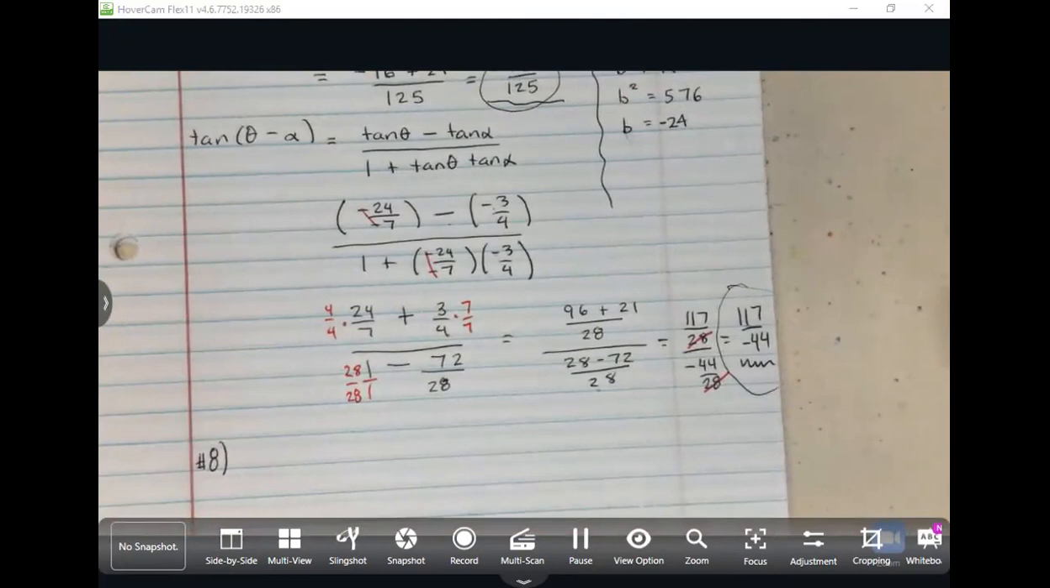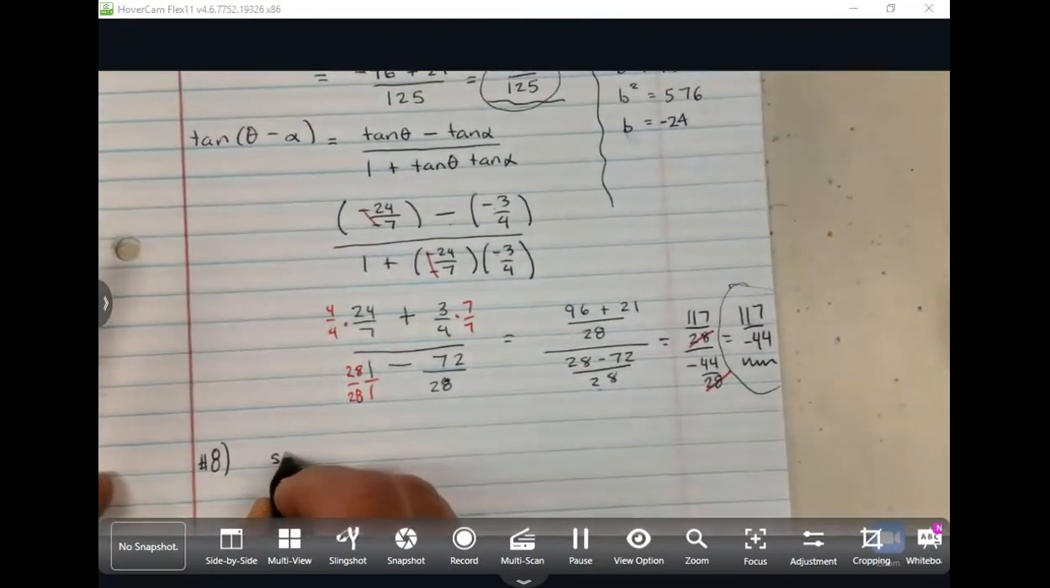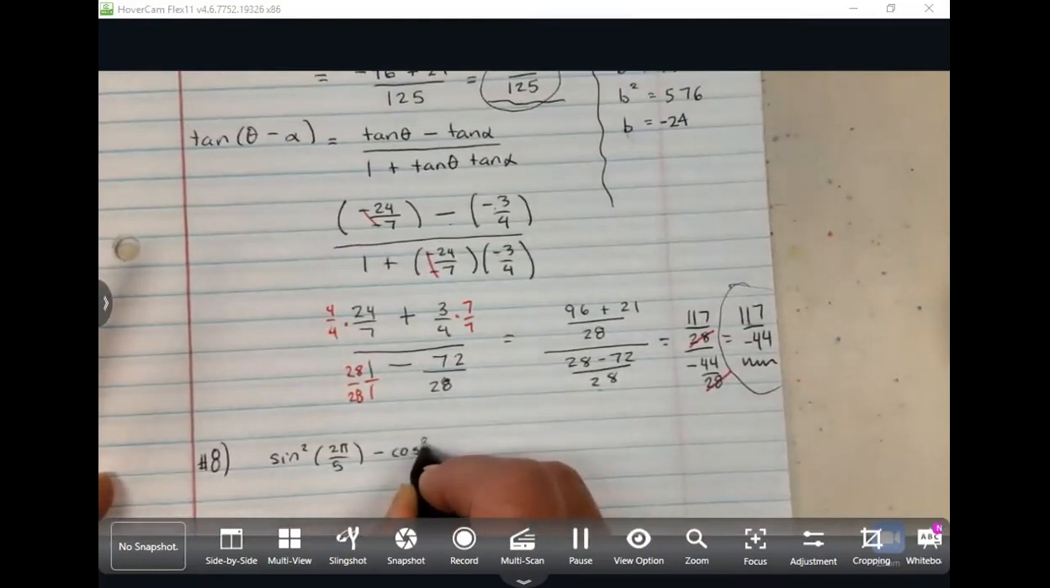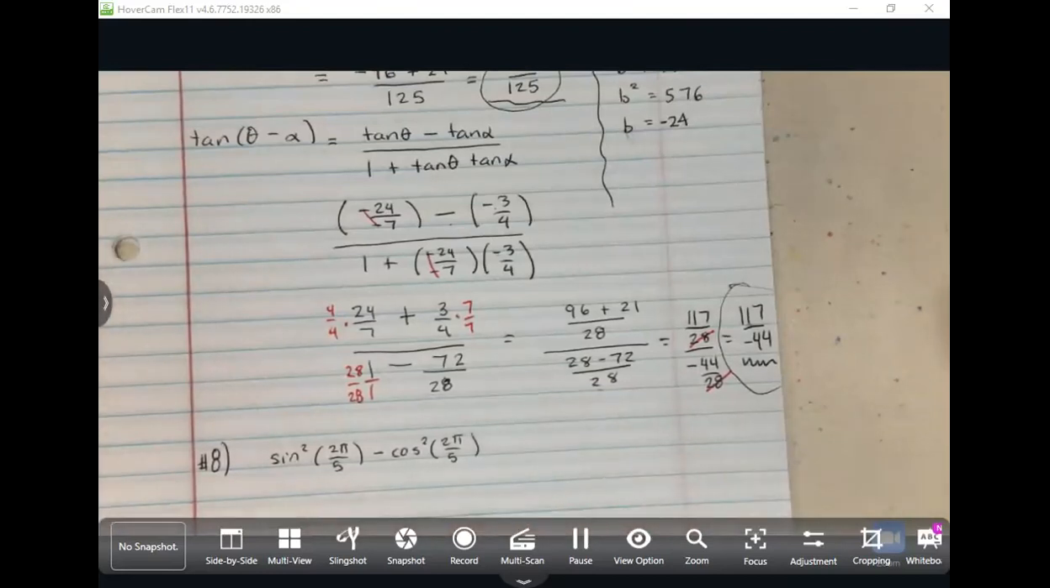Number 8. Write a single trig function equivalent to the sine squared of 2 pi over 5 minus the cosine squared of 2 pi over 5. A single trig function equivalent to that one. So I'm going to put up my identities here. We're going to hunt for one that looks the most like that.